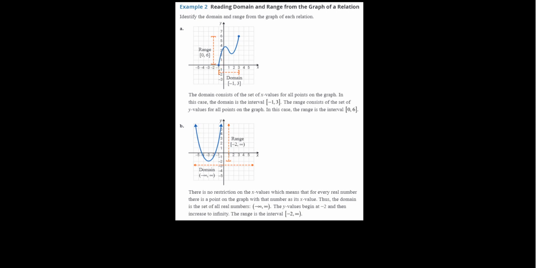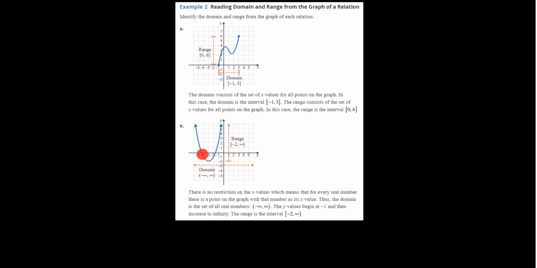Anyways, the domain looks like it's going from negative 1 to 3, and we're including negative 1, and we're including 3. And we see that right here. The range is going on the y-axis, right? The domain is horizontal. The range is vertical. The range looks like we're going right here from 0 all the way up to 6. And that's what we see here, 0, 6.